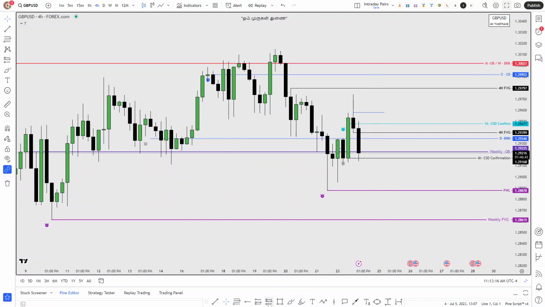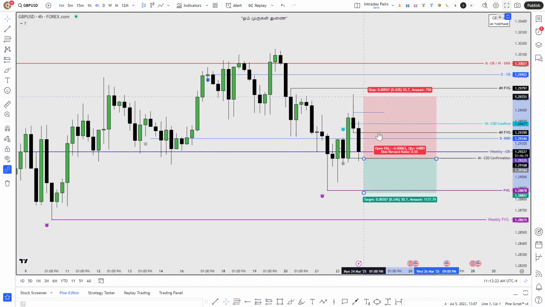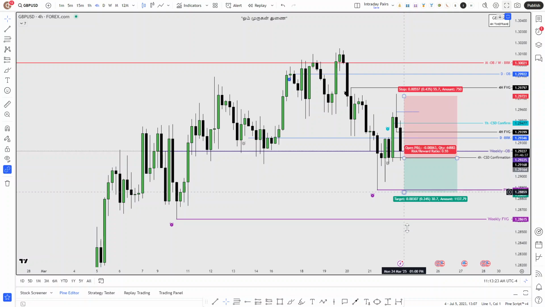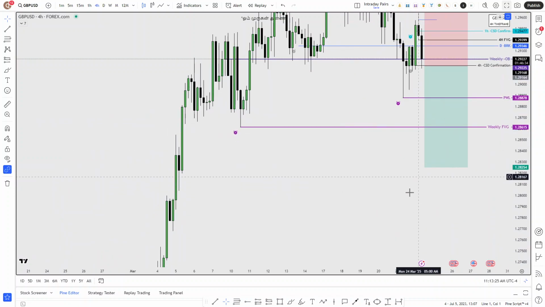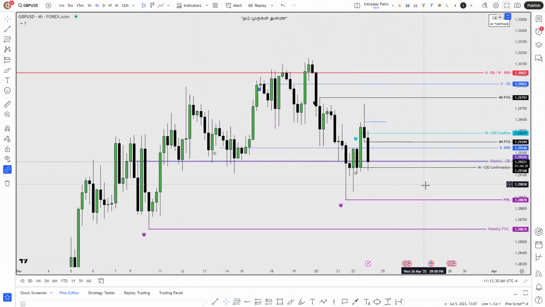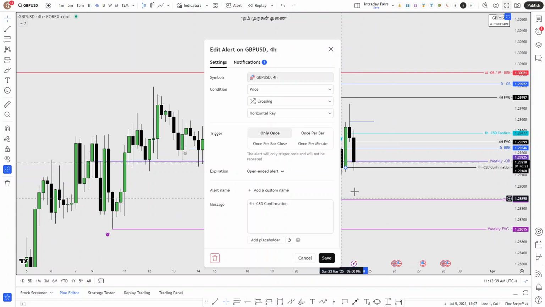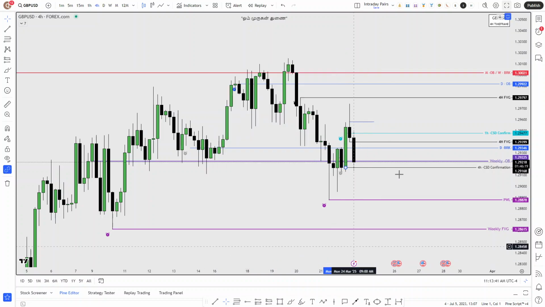So what we can do is place a limit order here, keep our stop loss here, and target lower price levels, whichever is our nearest draw on liquidity. But we need to wait for confirmation. As of now, we haven't been confirmed with the 4 hour CSG. So just a minute, I will place another alert here. Once price closes below this 4 hour CSG level, we will be notified with an alert. Okay, so that's it for GBP.